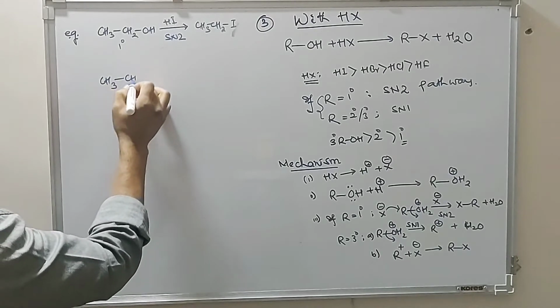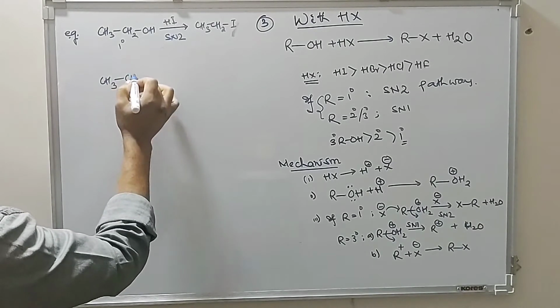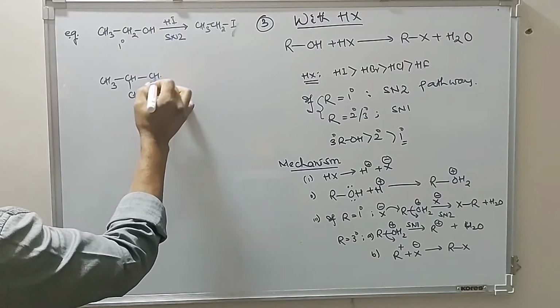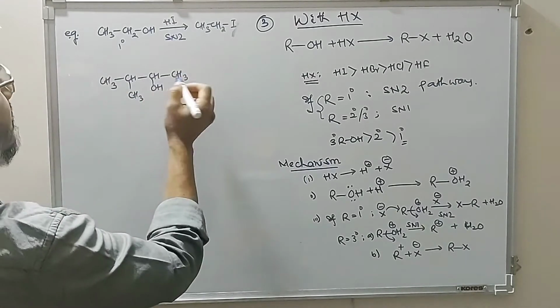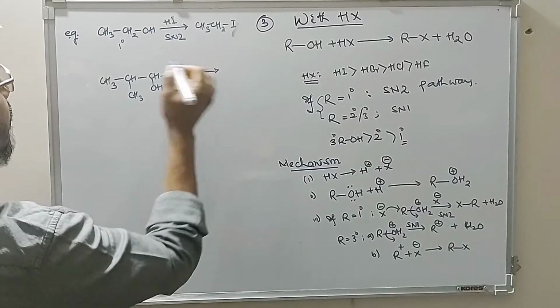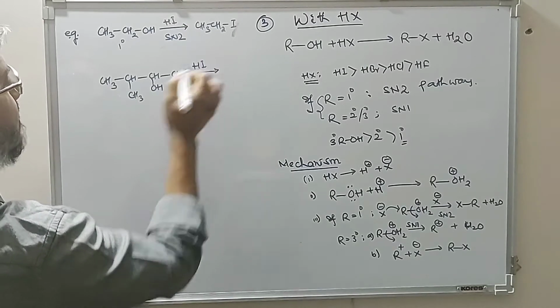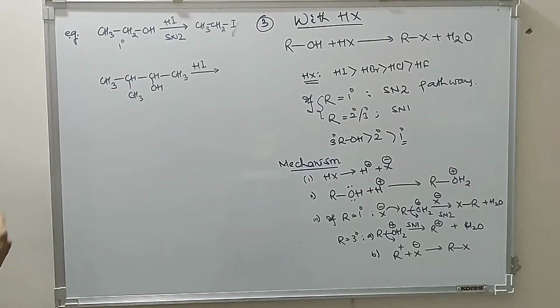Take this CH3CH(CH3)CHOHCH3. Suppose this reacts with HI. Now look at this, this is secondary. As I told you, with secondary and tertiary, the reaction may proceed by formation of carbocation. So whenever there is a formation of carbocation, always look for the possibilities of rearrangement. If there is a possibility for rearrangement, then the rearranged product will be formed as the major product.